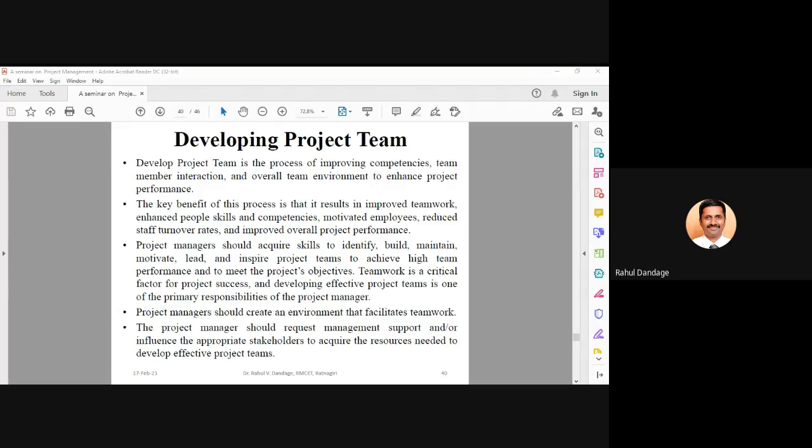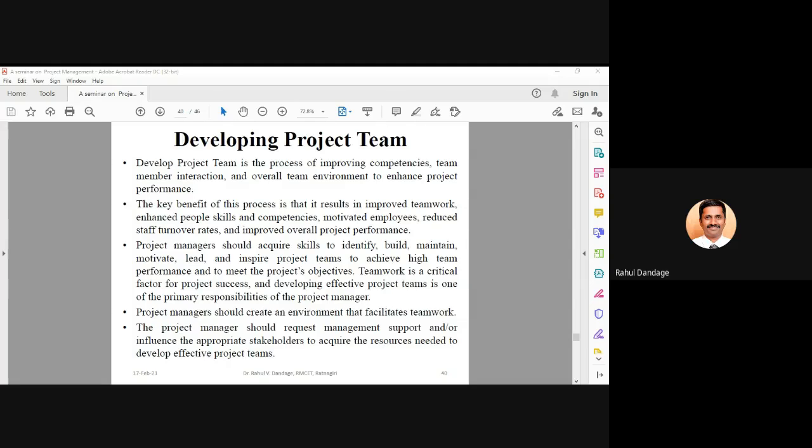So in that perspective, for improving the competencies, improving the team member interactions, and overall development of the team environment, we should carry out the structured process for developing the project team. And this process, if it is implemented properly, if the team development is done in right manner, then definitely the project performance will get improved, it will get enhanced.